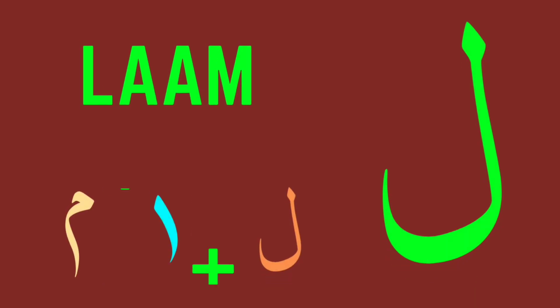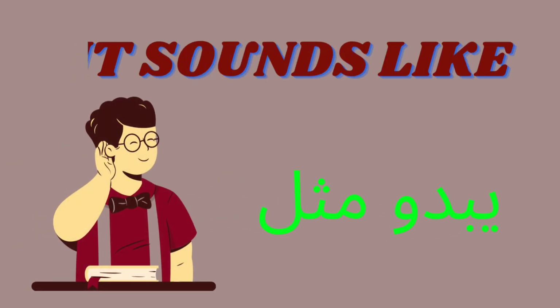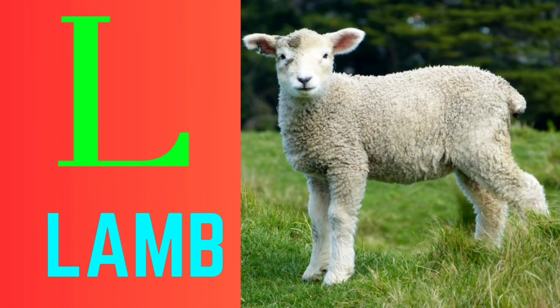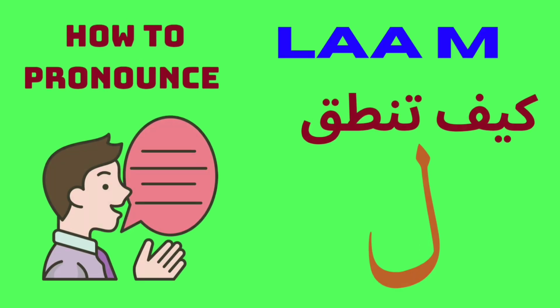Lam. You can spell Lam in English as L-A-A-M. Lam. It sounds like the English alphabet L. L for lamb. Lam. How to pronounce Lam?